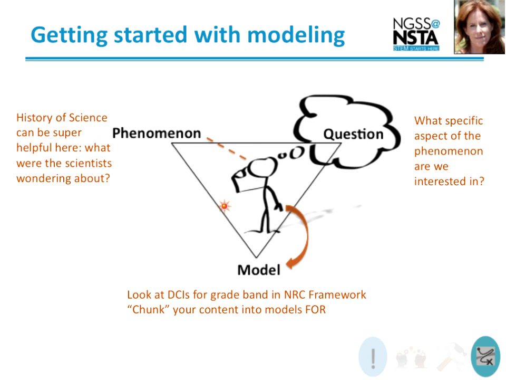Sometimes I think teachers are like, well, I don't know what the models are. The DCIs are written a certain way, or my textbook scope and sequence, or my district scope and sequence, has topics listed. I don't know how to make those things models. And I would say you can't know how to make those things models until you're clear about what it is in the world that you're trying to explain. And so you have to start with a phenomenon, but you can't end with a phenomenon.